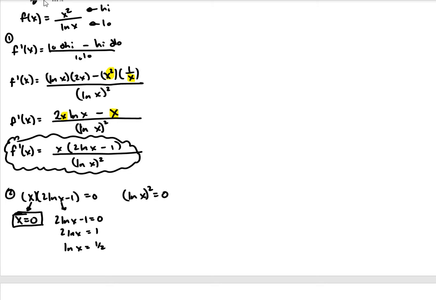Well, this is where, to get rid of an ln, we use e on both sides, which would leave us with the variable x all by itself. And then we're left with e to the 1/2. So that is our other critical number so far.